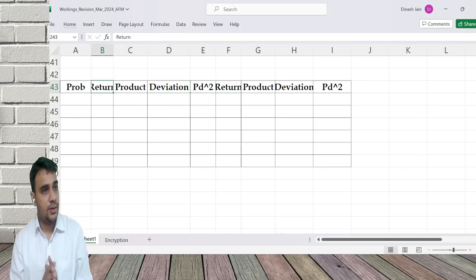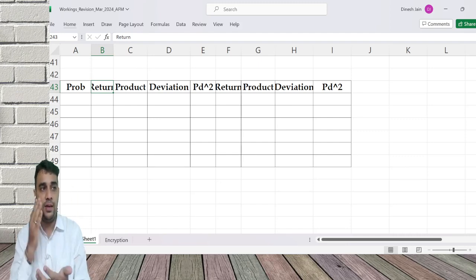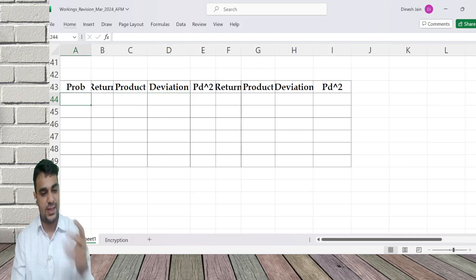Probability is taken outside. I have security 1: return, product, deviation, PD square. Security B: return, product, deviation, PD square. Now, the deviation numbers you are going to present here. Let's take some numbers itself. 0.25 probability I am taking.